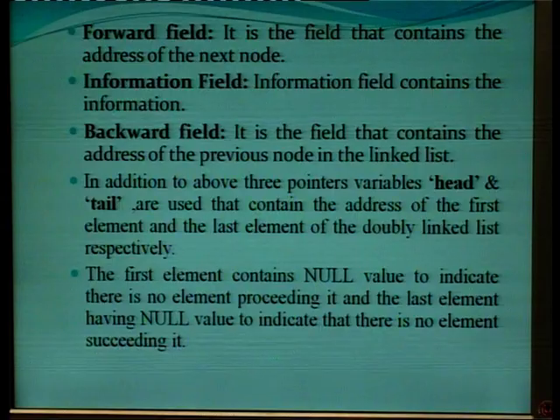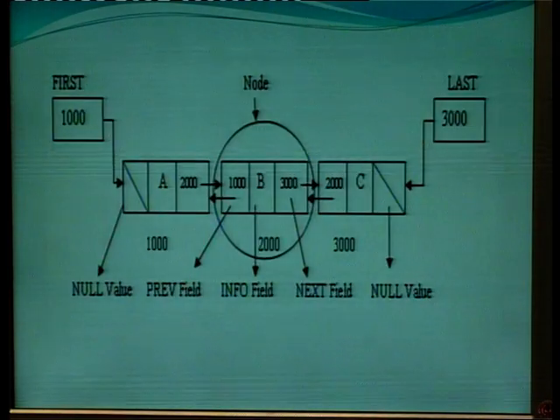So the first element contains a null value. If the first element contains the null value, it indicates that there is no element preceding it, and the last element has a null value to indicate that there is no element succeeding it. So it indicates whether there is any forward element or previous element in a doubly linked list.